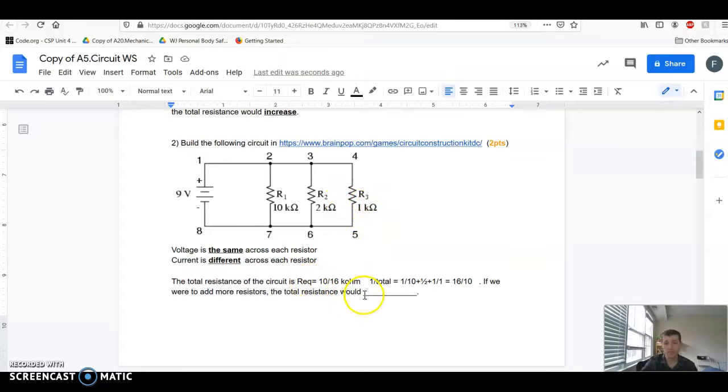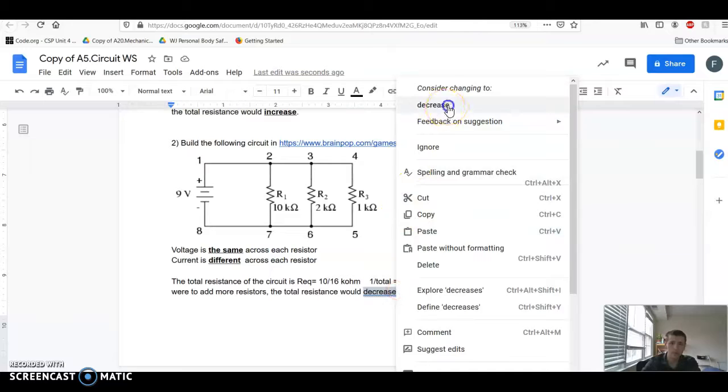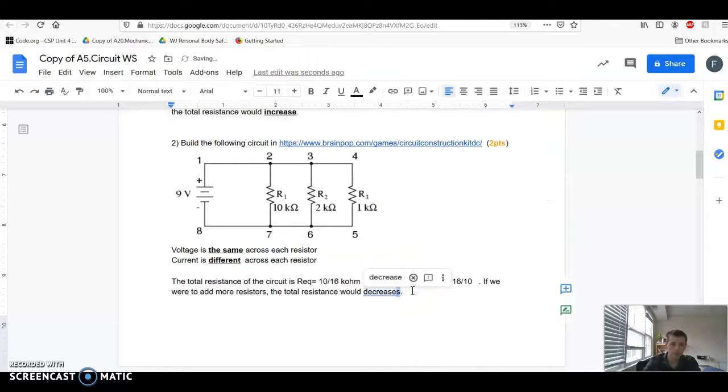The total resistance, paradoxically, decreases as you add more and more resistors. Oh, sorry, would decrease. You're right. All right, there you go. The total resistance would decrease as you add more and more resistors. As you add more paths for electricity to take, there's actually less resistance in the circuit, and you're drawing more current from the same battery.